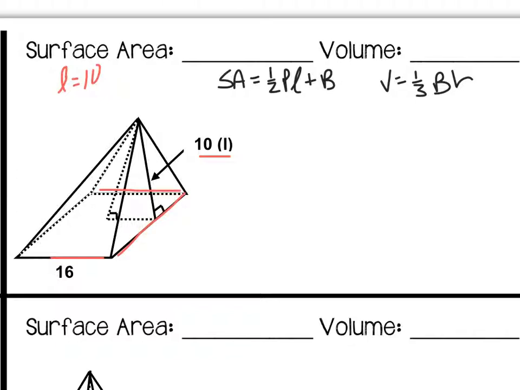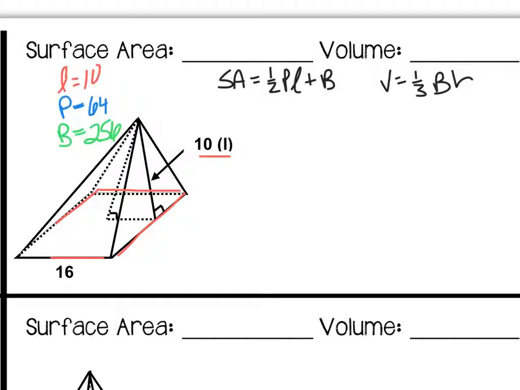We have a square again, so if I have a side of 16, I have 4 of those, so 16 times 4 gives me a perimeter of 64. My area of my base is 16 times 16, 16 squared, which would be 256.